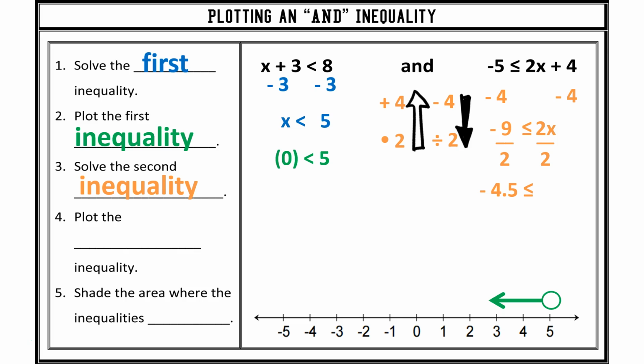It's okay to get decimals. It's okay to get negatives. 2x divided by 2 gives me x. The inequality started less than or equal to, ended less than or equal to. It only changes when you multiply or divide by a negative number.